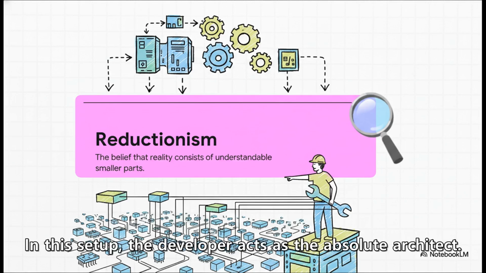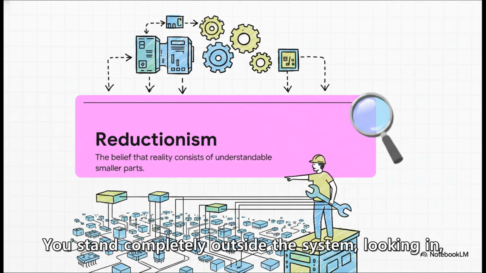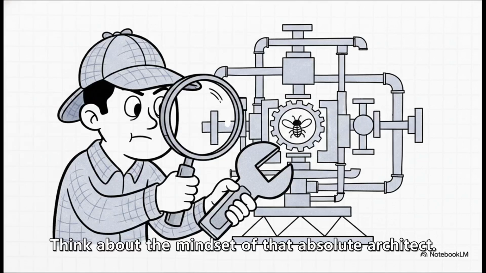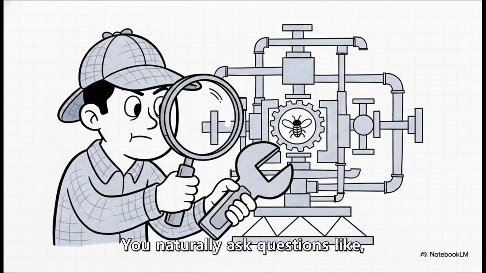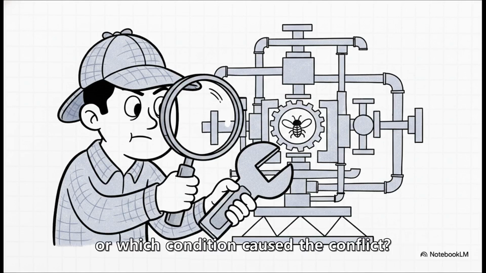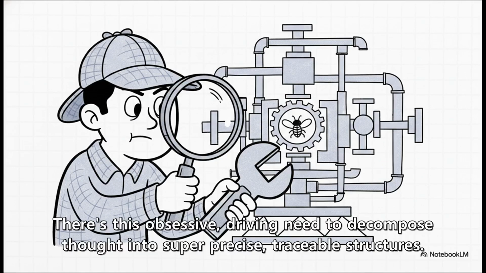In this setup, the developer acts as the absolute architect. You stand completely outside the system, looking in, and your code is just a direct, literal extension of your own will. Think about the mindset of that absolute architect. You naturally ask questions like, where did the problem occur, or why is this value incorrect, or which condition caused the conflict? There's this obsessive, driving need to decompose thought into super precise, traceable structures.